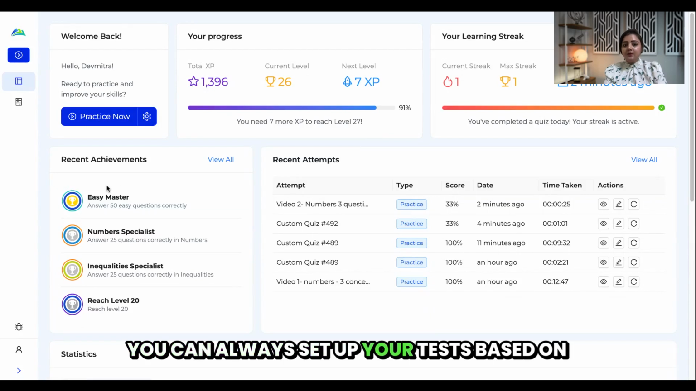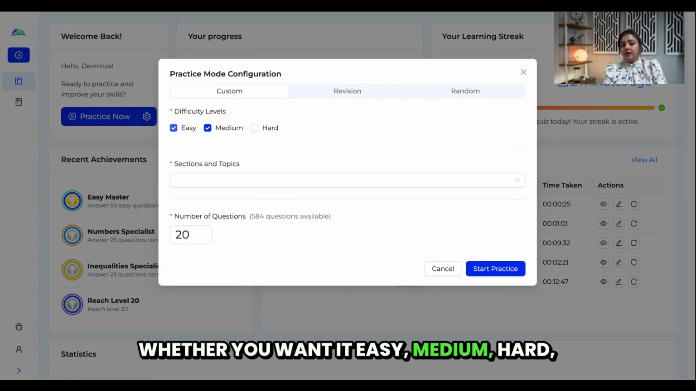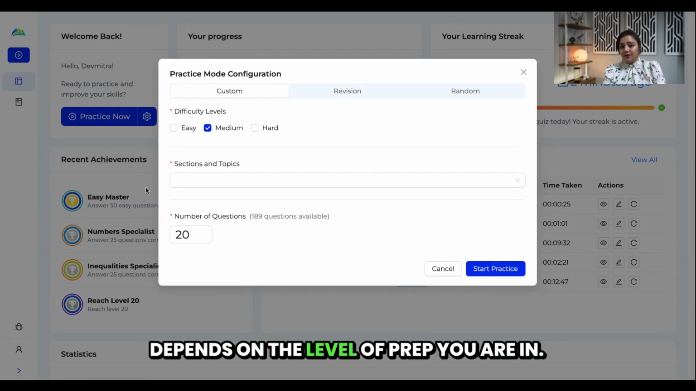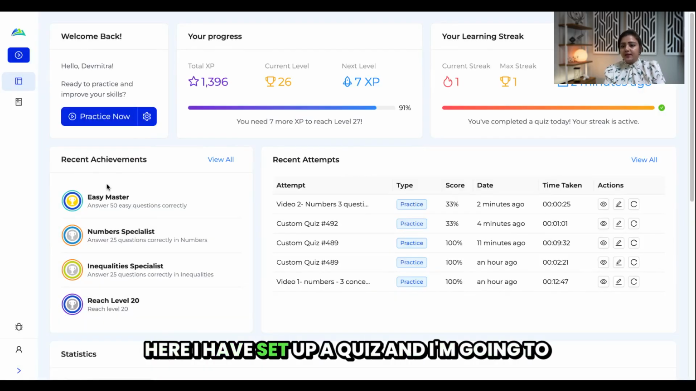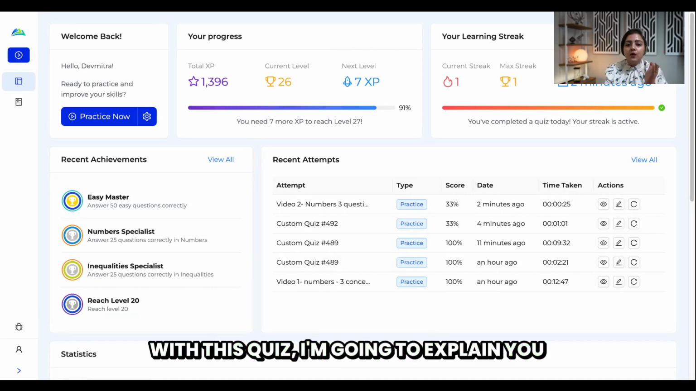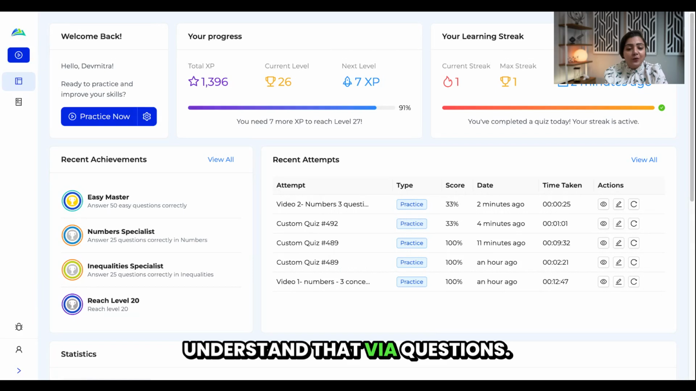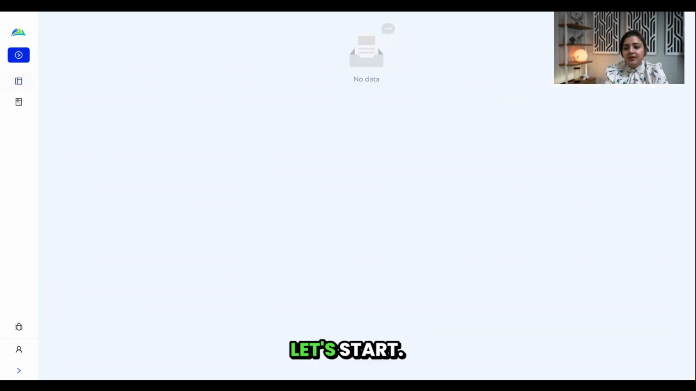You can always set up your test based on the topic you want to practice, whether you want it easy, medium, hard, depends on the level of prep you are in. Here I have set up a quiz and I'm going to retake that quiz. With this quiz, I'm going to explain a few basic concepts of numbers, but we'll understand that via questions. Let's start.